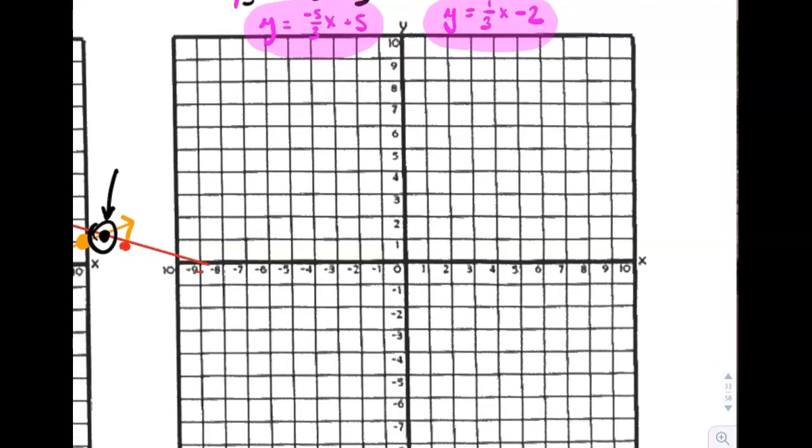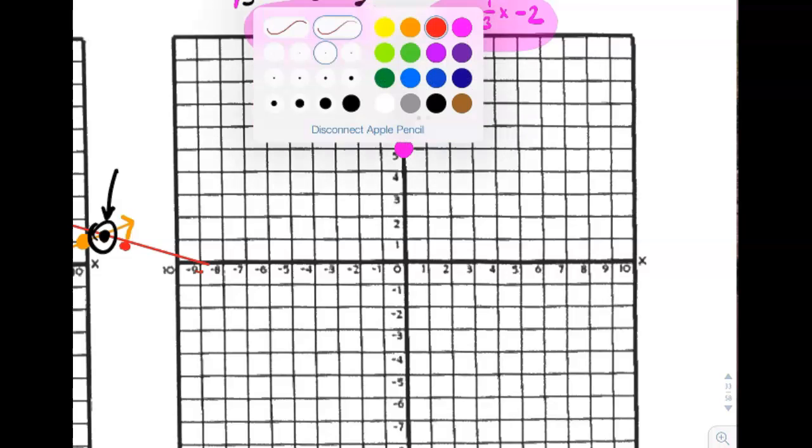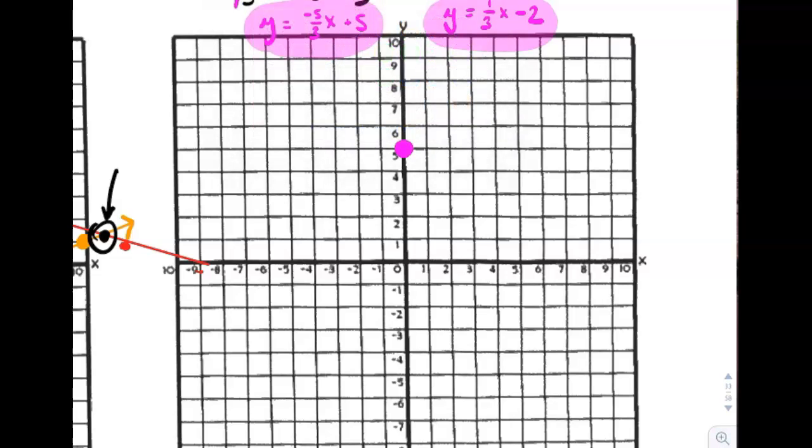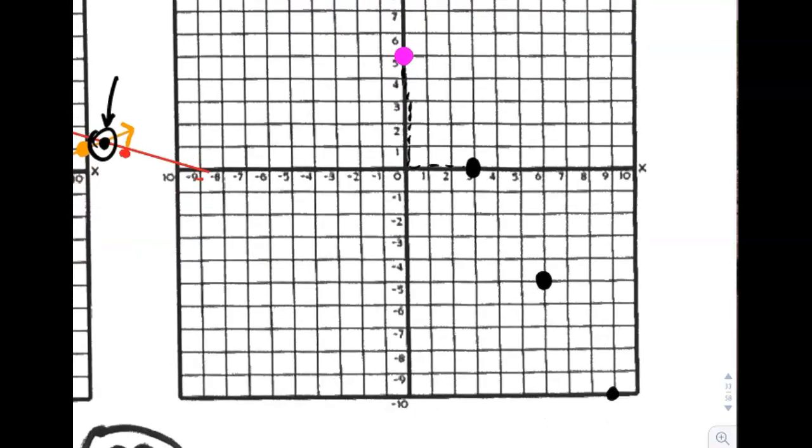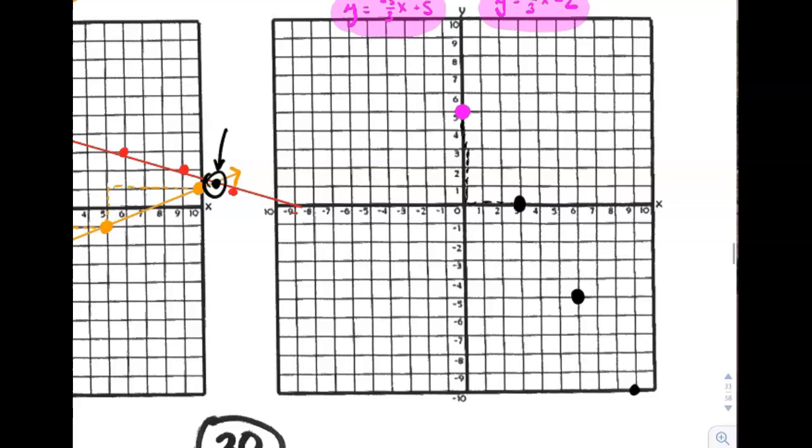I'm going to go up 5. All right, there's my y-intercept right here. I went up 5 and put a dot. Then I'm going to go down 5 over 3. Down 5 over 3 again. Down 5 over 3 again. That gives me a pretty good line. Like that.